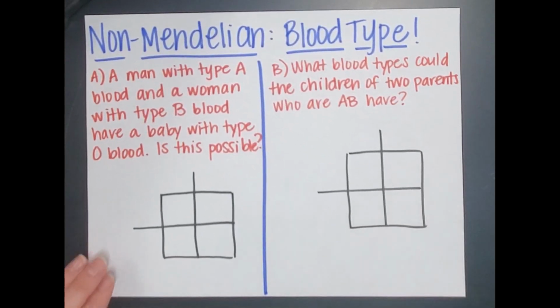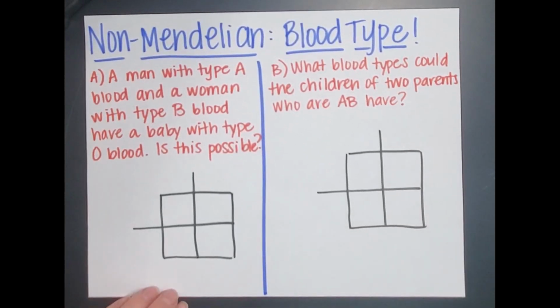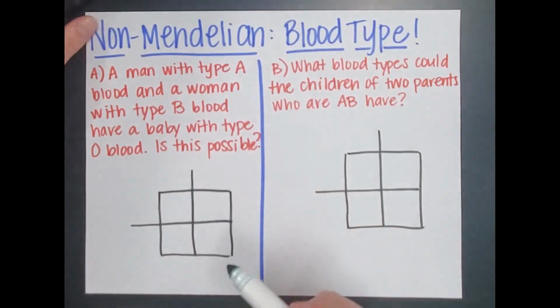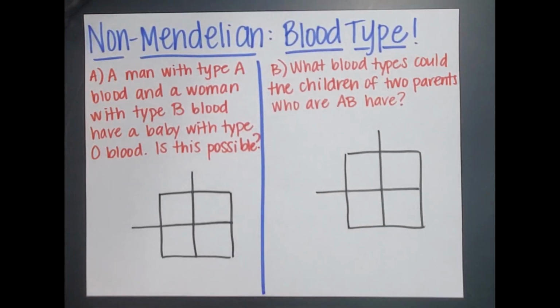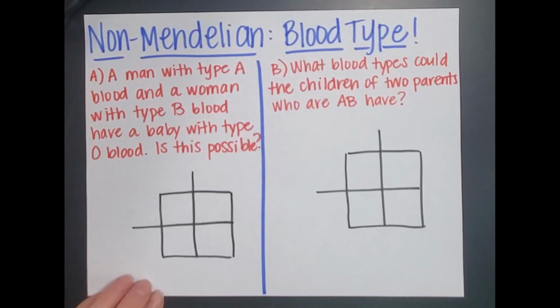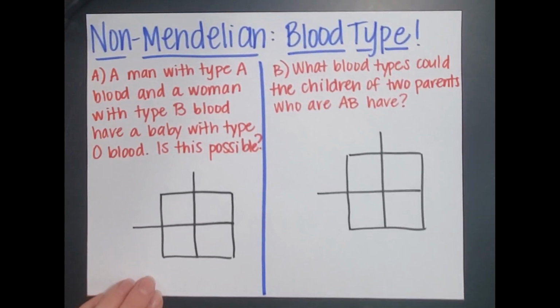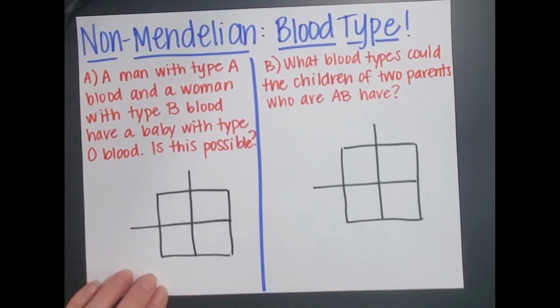Again, this is another non-Mendelian type, and we're doing blood type today. In our first example, a man with type A blood and a woman with type B blood have a baby with type O blood. Is this possible? That's a good question. The way I like to solve this is kind of backwards. I like to put in the baby first. So our baby has type O blood.